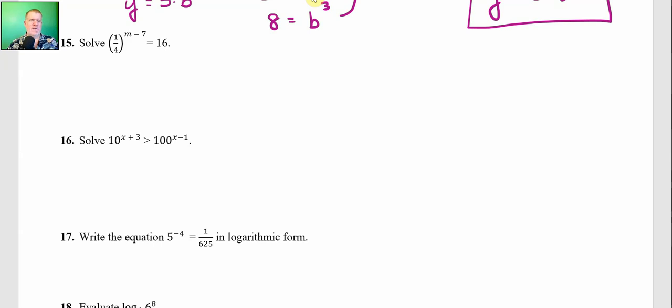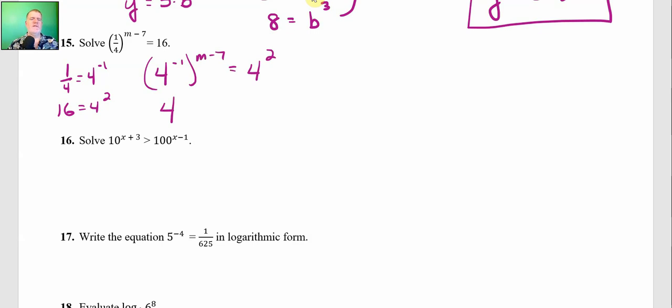Now, I can use 4, because what is 1/4? It's 4 to the negative 1, just flipped over. What is 16? It's 4 squared. So in place of 1/4, I'm going to put 4 to the negative 1, and that's raised to the m minus 7. And 16 is 4 squared.